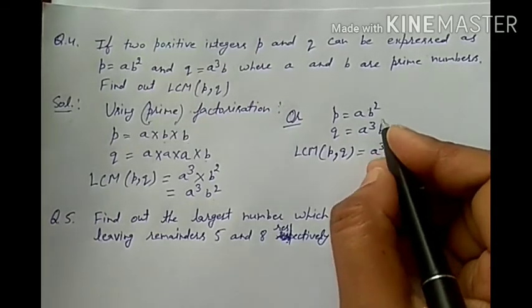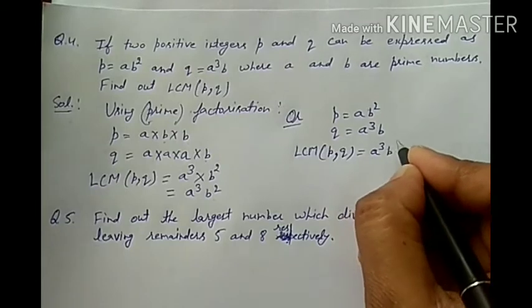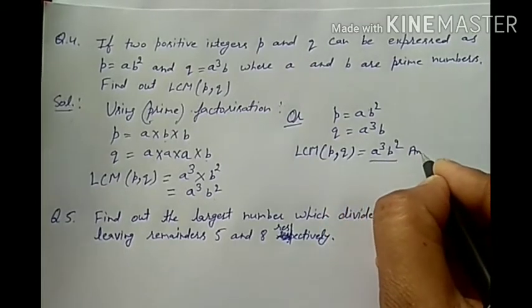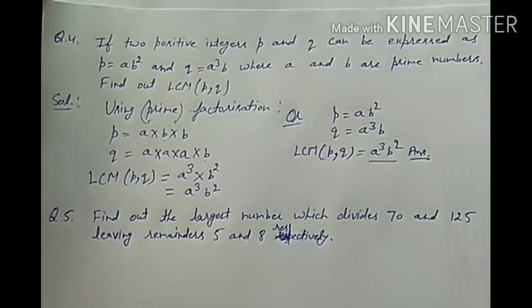So 3, and here b square. You can write directly your answer. Otherwise you can do it with steps. Next question is, find out the largest number which divides 70 and 125, leaving remainders 5 and 8 respectively.